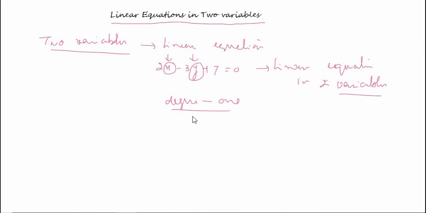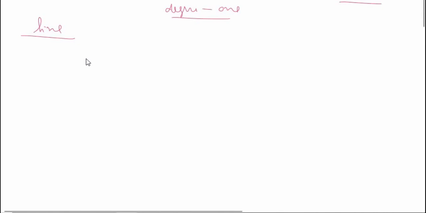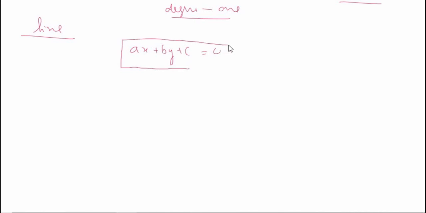Now the graphical representation of this linear equation, just like linear equation in one variable, will be a straight line. What is the standard form of linear equations in two variables? It is ax plus by plus c equal to 0. This is the standard form of representing linear equations in two variables.